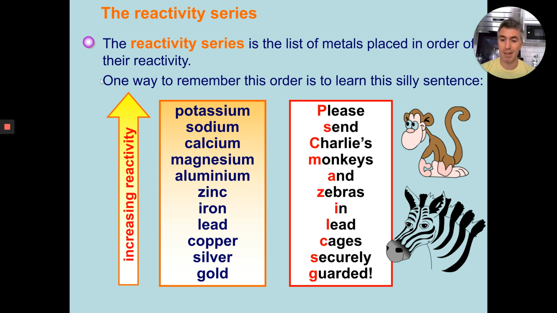Potassium, sodium, calcium, magnesium, aluminium, zinc, iron, lead, copper, silver, gold. Please send Charlie's monkeys and zebras in lead cages, securely guarded. Not sure if that's really helpful to remember. Maybe you can come up with your own. If there's anything to write down, it's that, the order of reactivity.